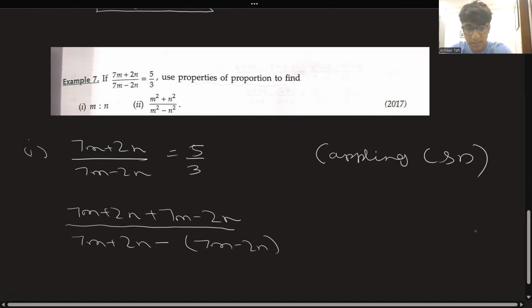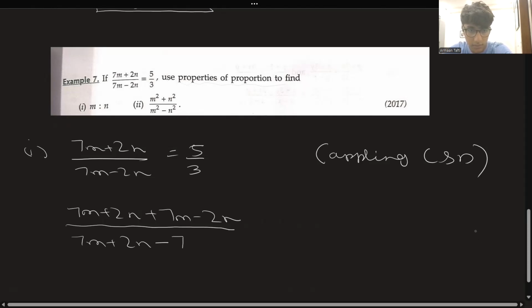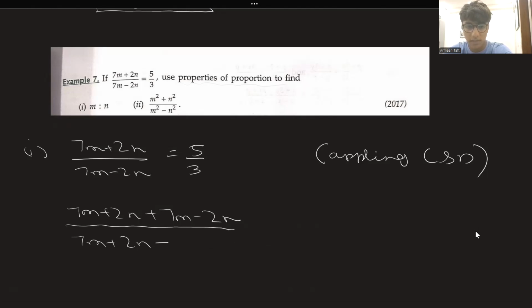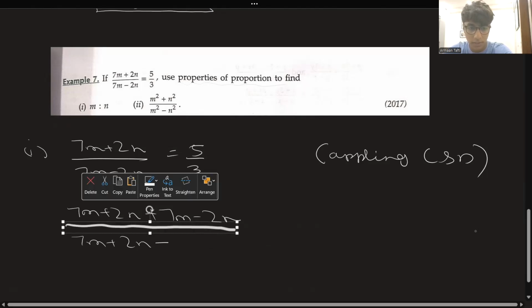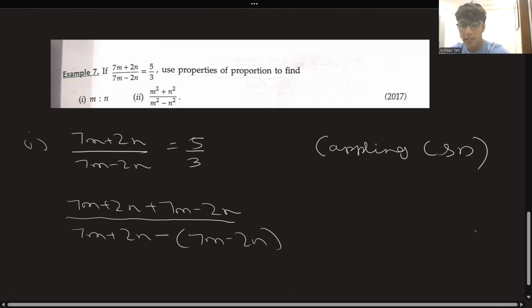Please notice how I always put this in brackets because it's a pretty common mistake that students will write this as, okay, and this is wrong, right? Because it's this entire thing that's getting subtracted, not only 7m. So this is wrong, right? So that's why always put the part that you have to subtract in the brackets, because this minus becomes a plus, and that often leads to errors. Same thing over here, 5 plus 3 by 5 minus 3.